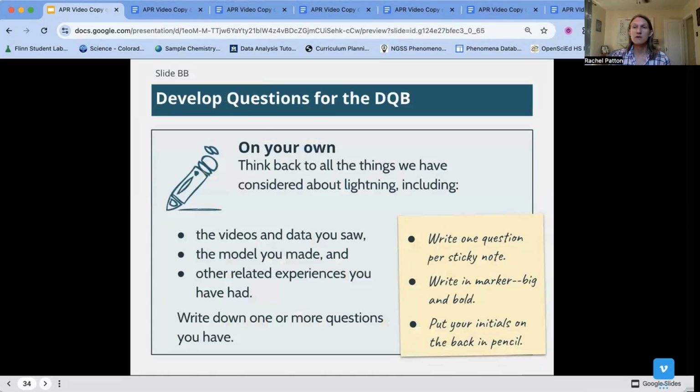Now we're going to develop our driving questions board. If you are in class right now, you would potentially be talking with your classmates and have a sticky to write on. If you have a sticky to write on and want to write a question on it, feel free. Otherwise, just record one or more questions in your notebook about lightning. So think back to everything you've seen, the videos, the data, your initial model, the initial consensus model, those related experiences, and write down one or more questions you have about lightning. You can pause here if you want to give yourself a little more time to think and record your questions.